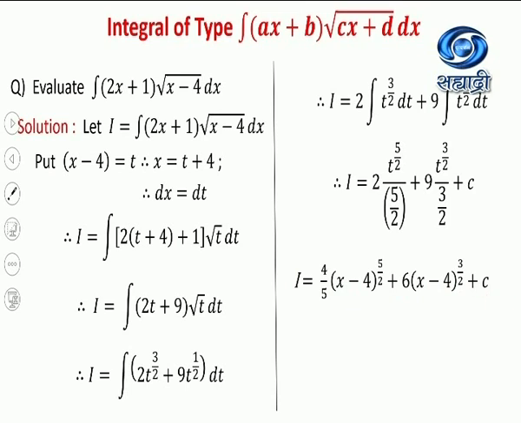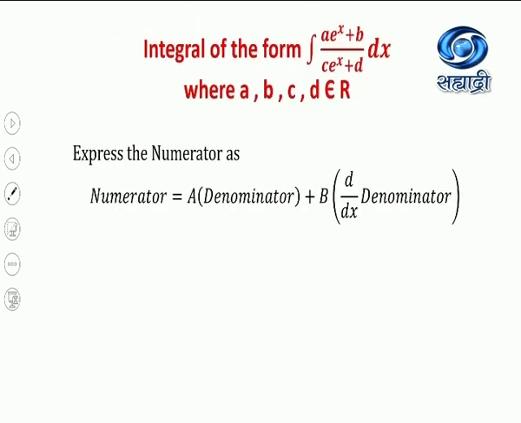So in this way we can solve these types of integration. Next type of integration is integration a e raised to x plus b upon c e raised to x plus d dx. Here note that a, b, c are some real numbers. They belong to the set R. Okay, so whenever you see this type of problem, substitute numerator equal to a into denominator plus b into derivative of denominator.